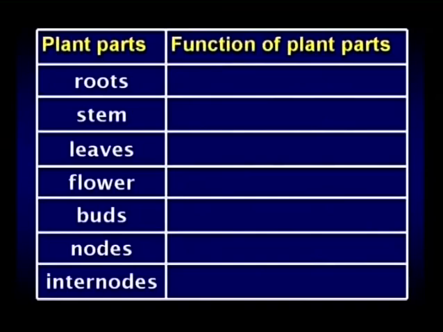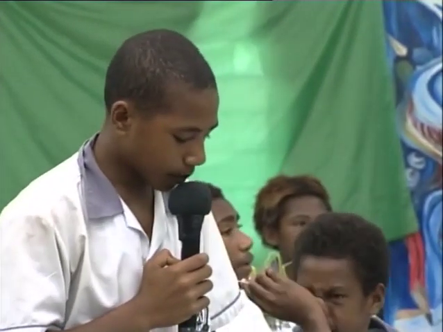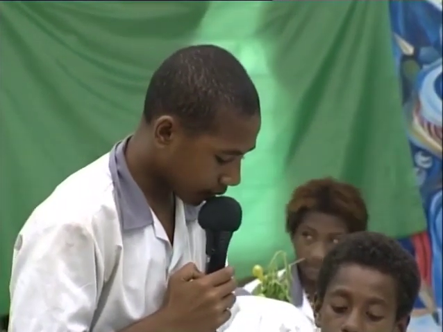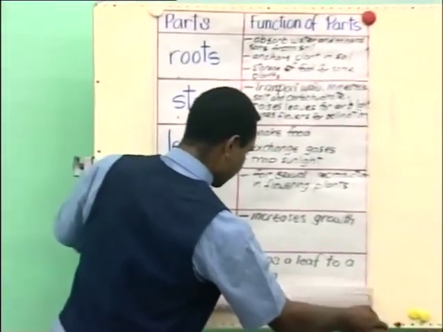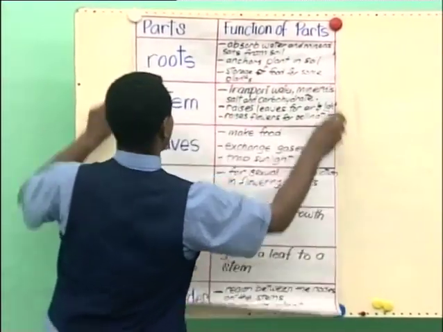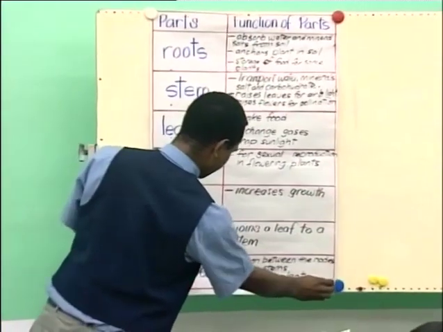Lastly, Bagley. Internodes are branches that come out from the main stem and help balance the plant and protect the plant from bending. All right. Good. Thank you. That was a good answer from Bagley. Let's have a look at what we have.